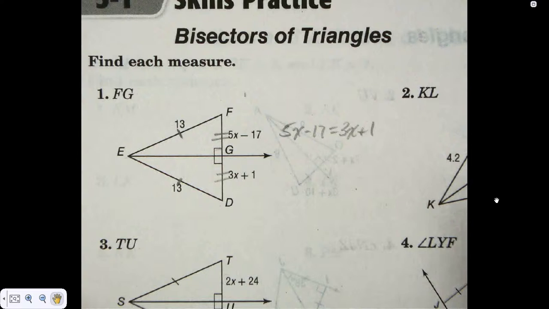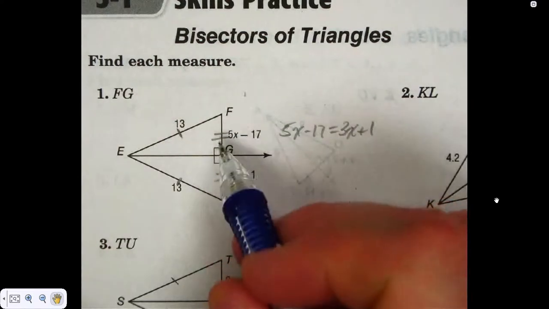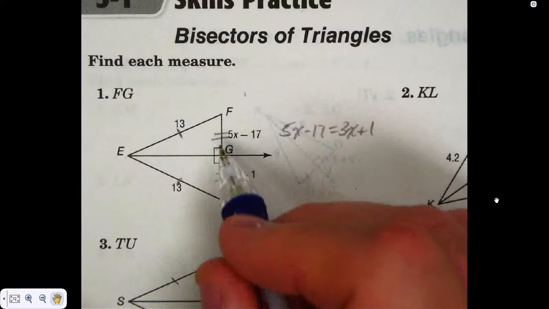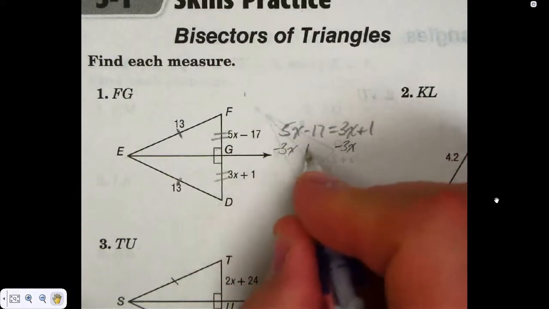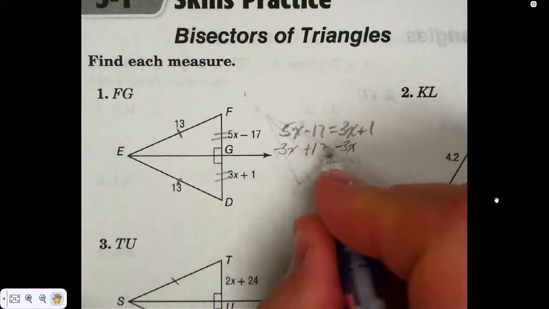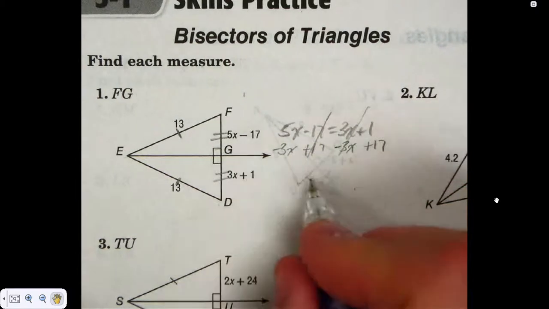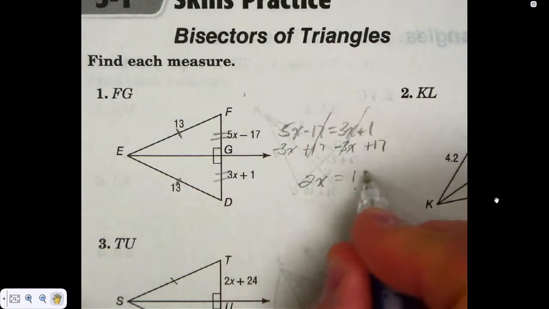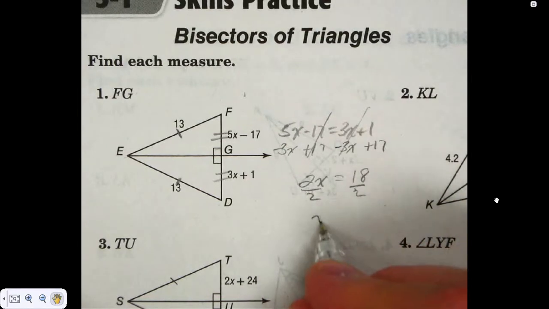And they asked me to find FG, and that's this distance from here to here, correct? If I have x, can I find that distance? So I'm going to subtract 3x from both sides. I'm also going to add 17 to both sides. And as you can see, I get 0 there, I get 0 there, so I'm left with 2x is equal to what? 18. Divide by 2. X is equal to 9.